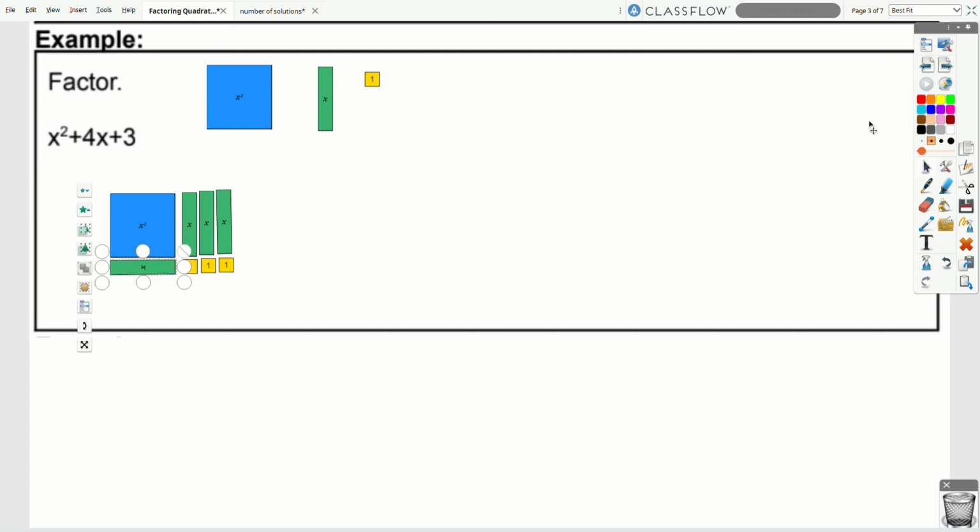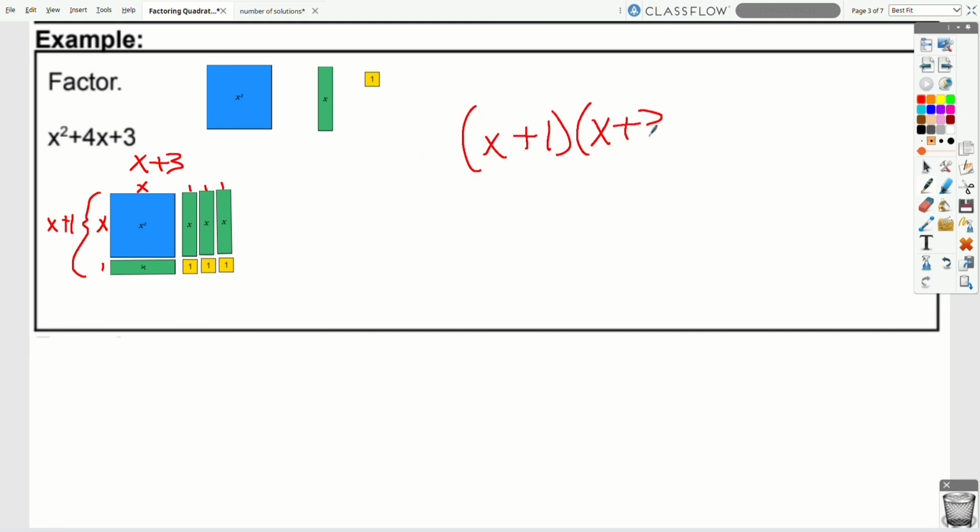Once again, we find the base and height of this. We see here that this side of the square is x. This is 1, 1, 1, so this entire side is x plus 3. And then this side of this square is x, this side is 1, so this entire side here is x plus 1. So x squared plus 4x plus 3 factors into x plus 1 times x plus 3, or x plus 3 times x plus 1.